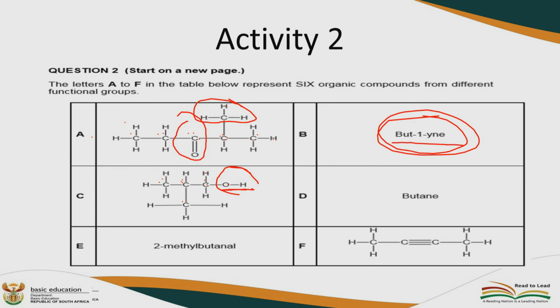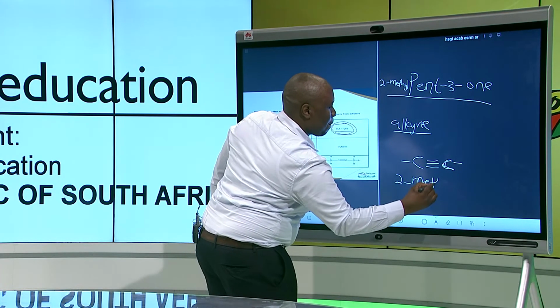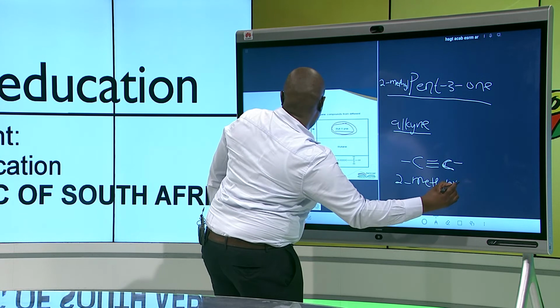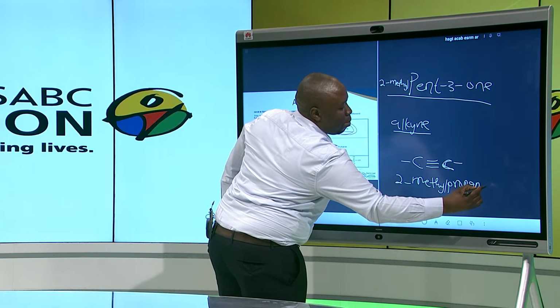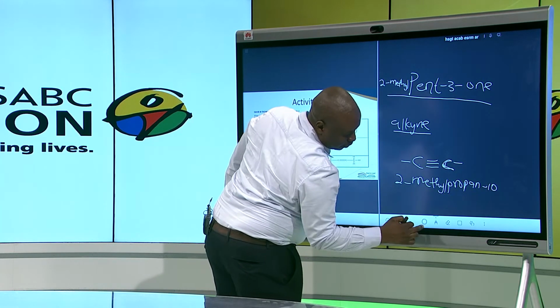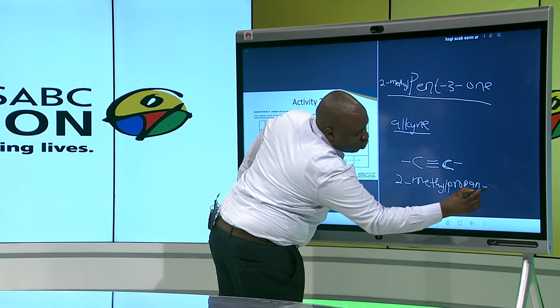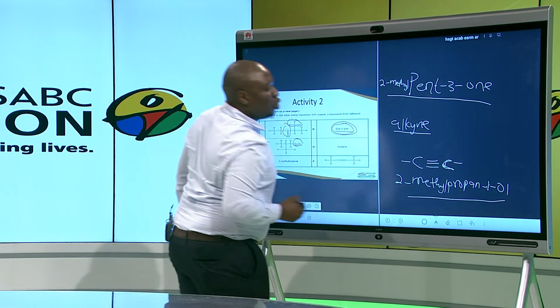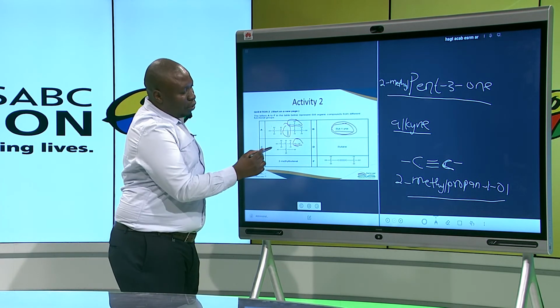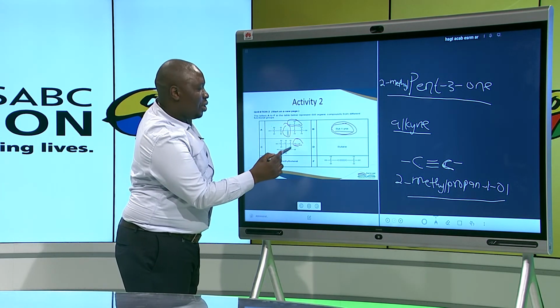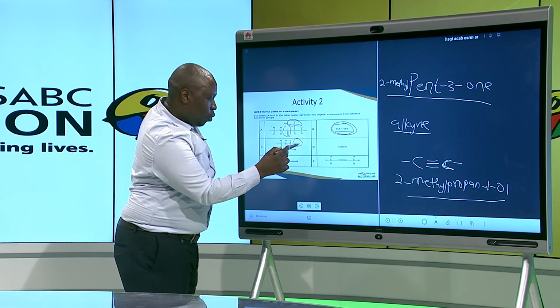So you know that you have a 2-methyl, it's an alcohol. In carbon number 1, we have an OH. So you will say this is 2-methyl propan-1-ol. So now that is helping you, when you go to questions, you will be expecting to say, okay, I know already this is a 2-methyl propan-1-ol.